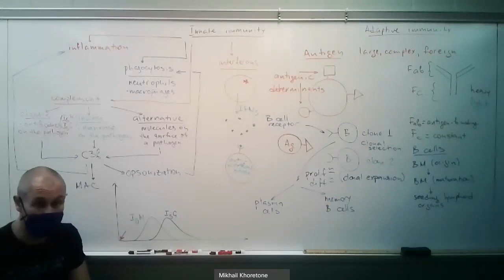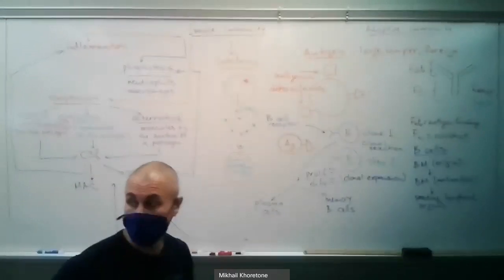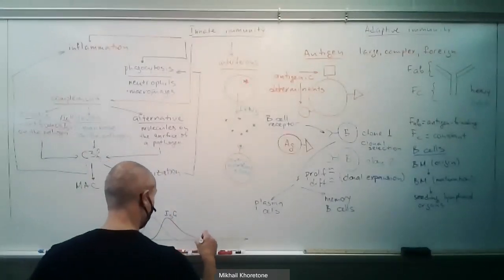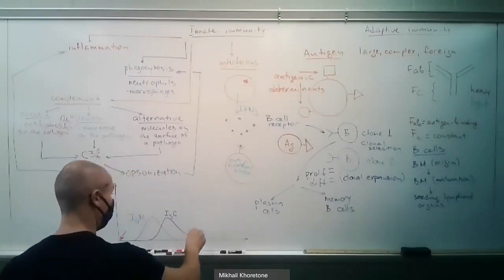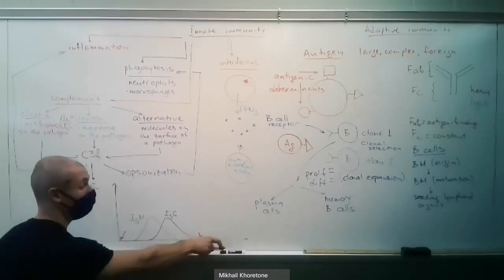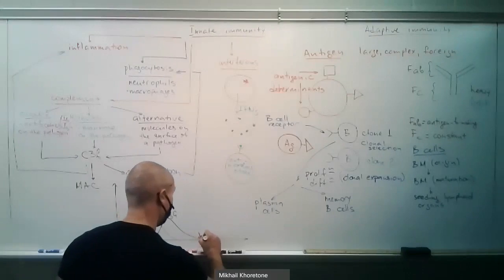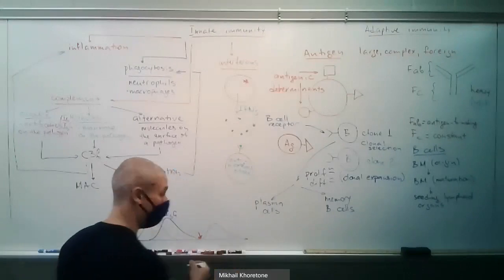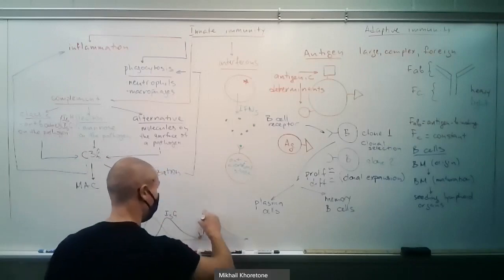Now, what happens when you get infected a second time? And it does happen. When you get infected a second time, IgM is first, and here's your second infection right here. Now, it's not going to take 7 days. IgM is going to go up and down. And look at the IgG response.